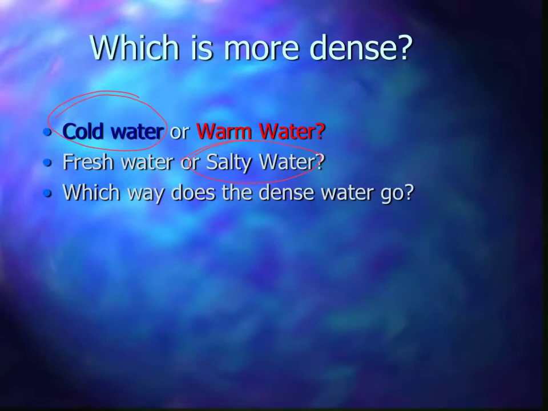So the dense water, of course, because it's more dense, which way is that going to go? That type of water always sinks. So if you have cold water mixing with warm water, which one's going to end up on the bottom? The cold water. Same thing for the fresh or salty. The salty water would end up on the bottom, the fresh water would move up towards the top.